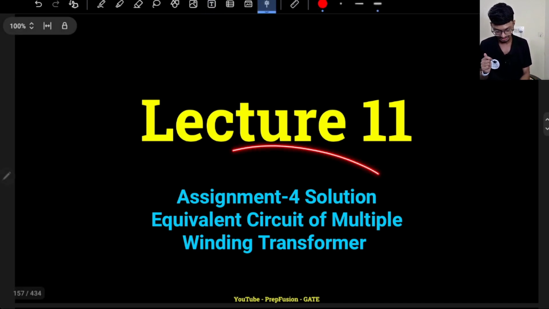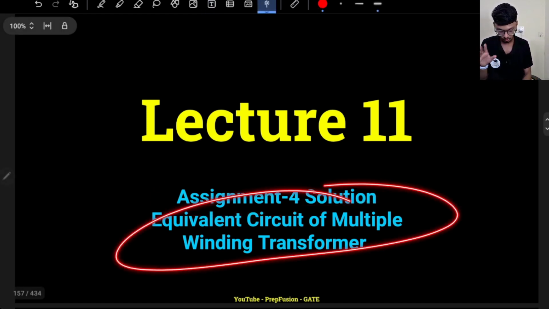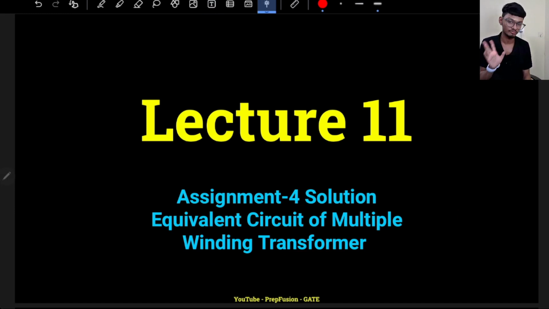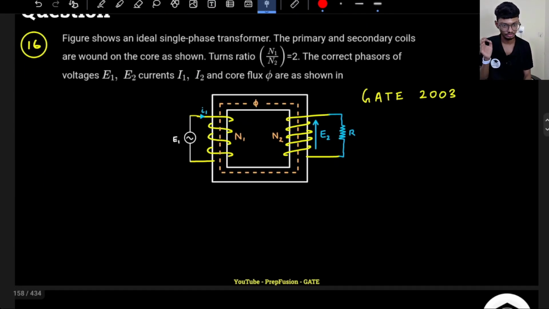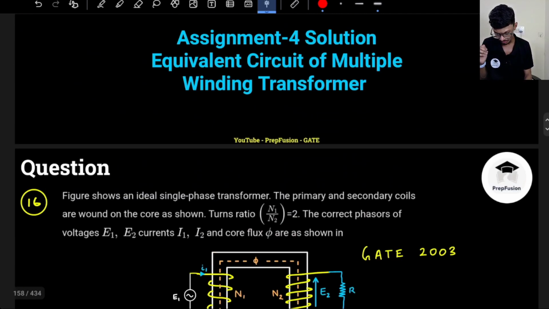So today we will discuss the assignment solutions and the equivalent circuit of a multiple winding transformer. We have not drawn the equivalent circuit for a multiple winding transformer, that also we will draw. Okay. So this is the first question.